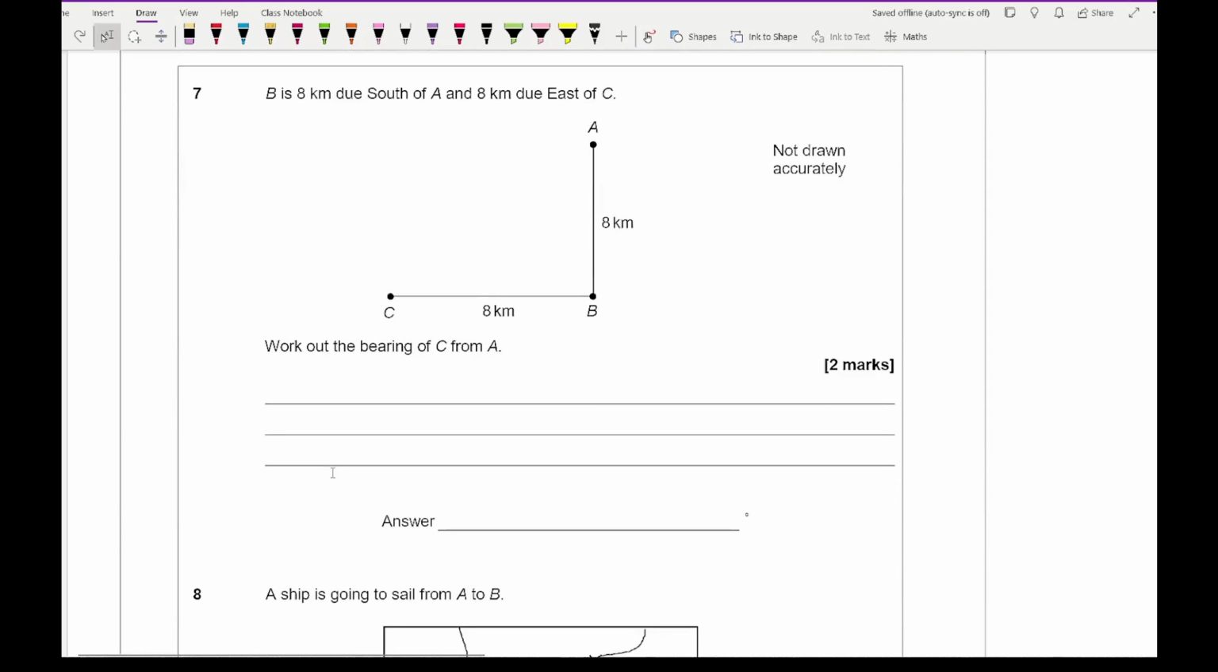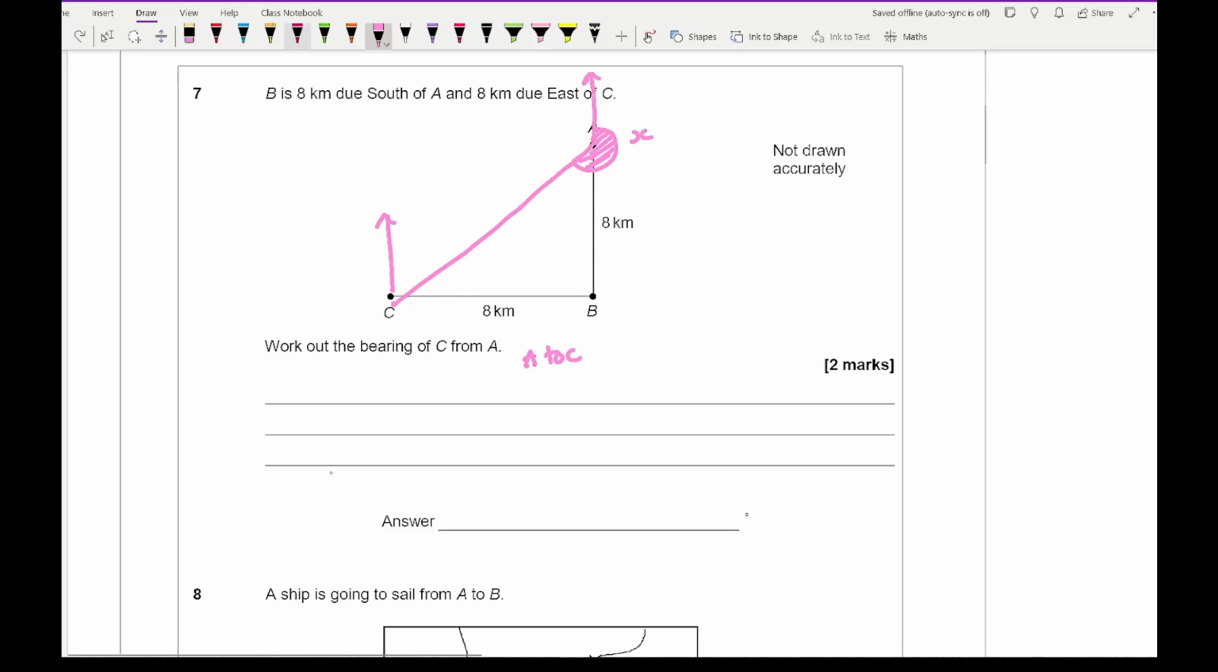Moving on to question 7, it says that B is 8 kilometers due south from A and 8 kilometers due east from C. Work out the bearing of C from A. So I'm going from A to C. So again, drawing a north line from A, and drawing a line from C, what I'm wanting is this angle here. So I'll just call that X.